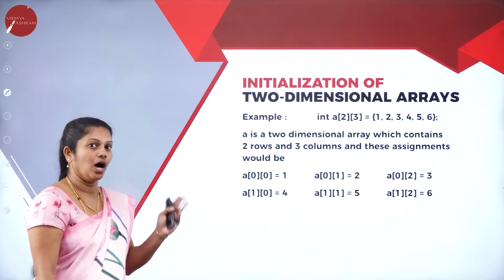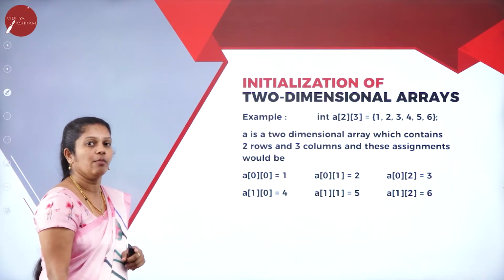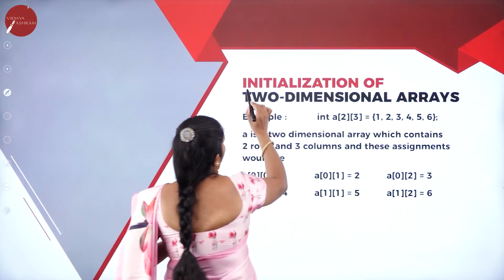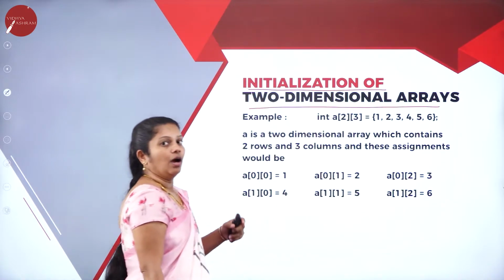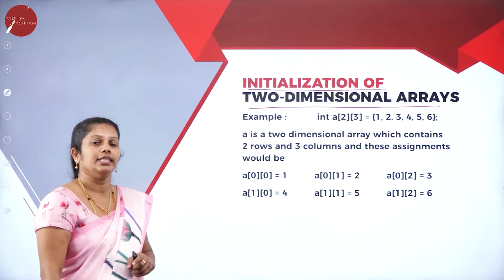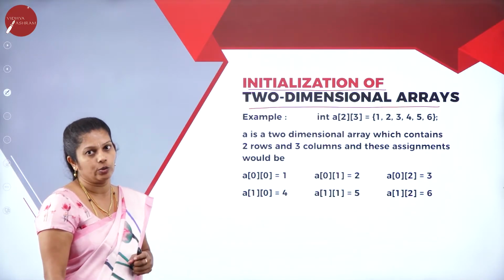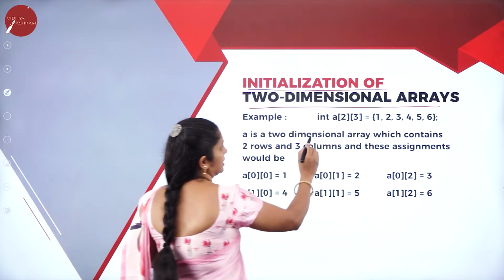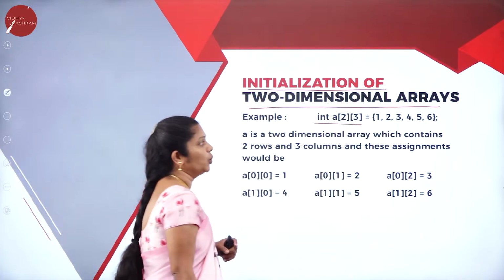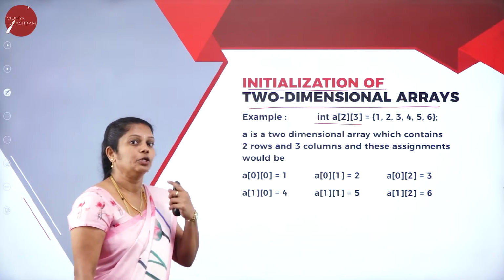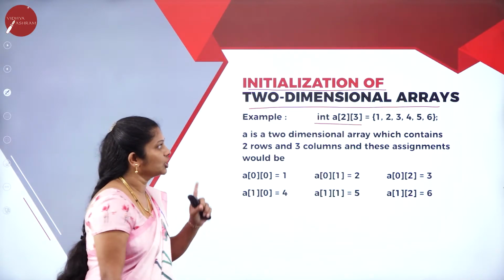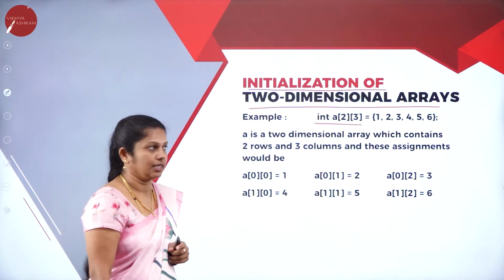Now you have studied how to declare, but when we come to how to initialize, that is initialization of a two-dimensional array. What do you mean by initialization? We can assign some values here. If you observe in this example, int a[2][3], then totally we can store 6 elements. That is 2 into 3 is 6 elements we can store.